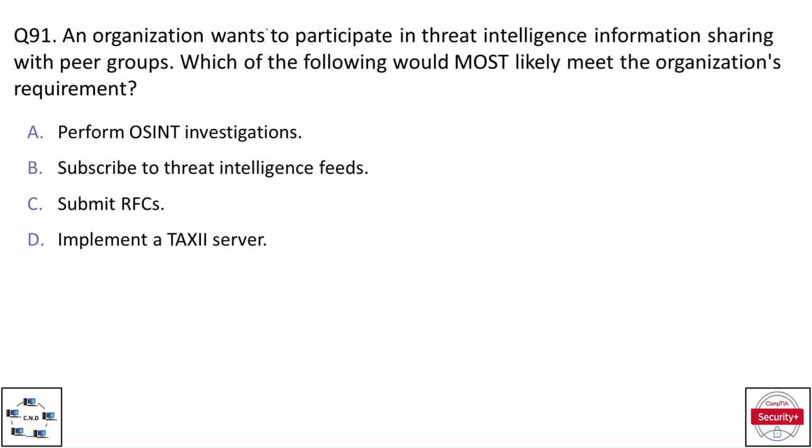Question number 91. An organization wants to participate in threat intelligence information sharing with peer groups. Which of the following would most likely meet the organization's requirement? The options are option A, perform OSINT investigation, that is open source intelligence investigation. Option B, subscribe to threat intelligence feeds. Option C, submit RFCs. And option D, implement a TAXII server. And the correct option is option D, implement a TAXII server.